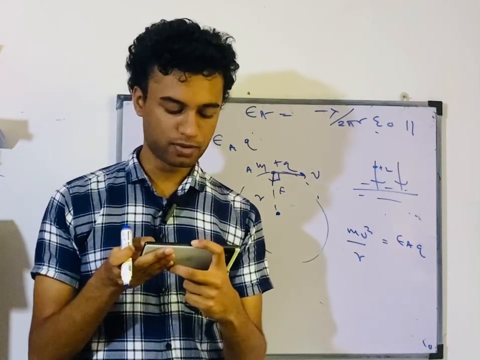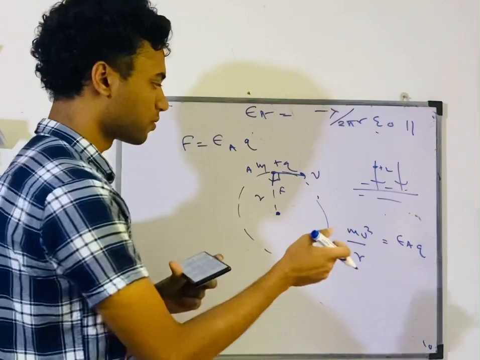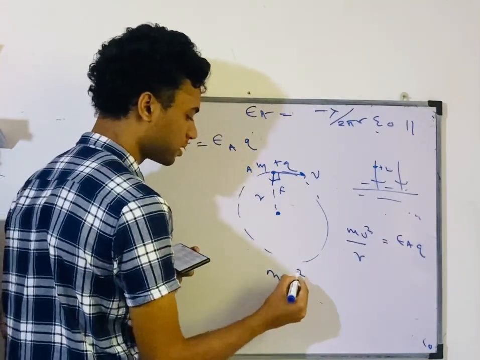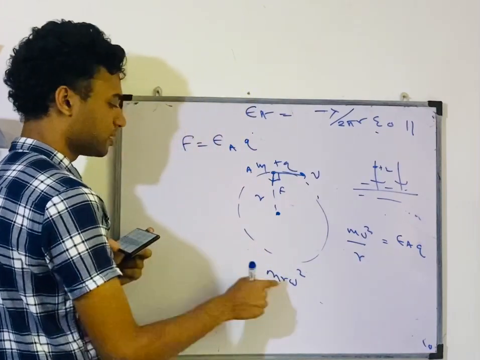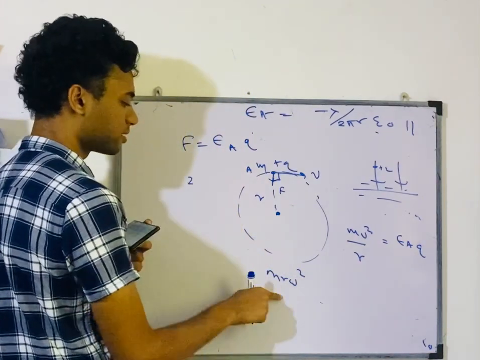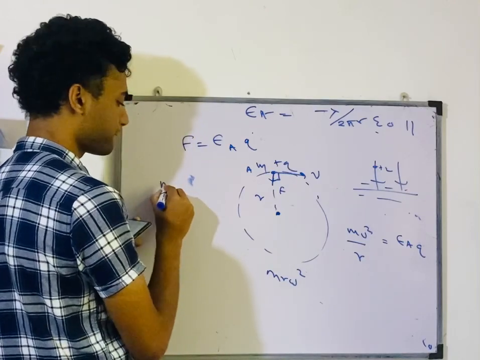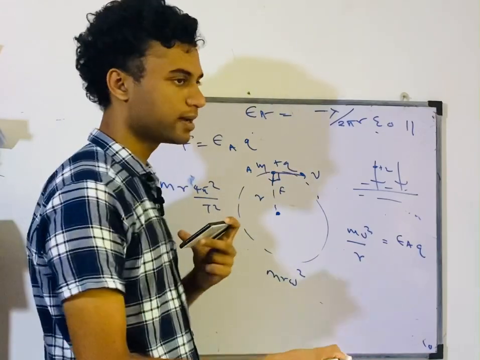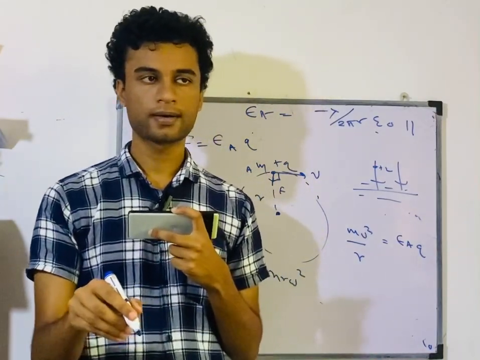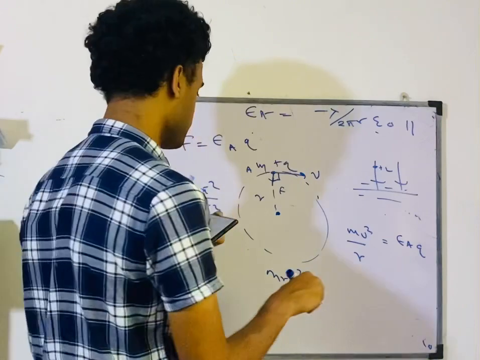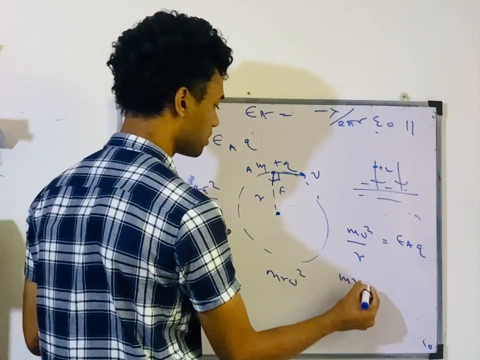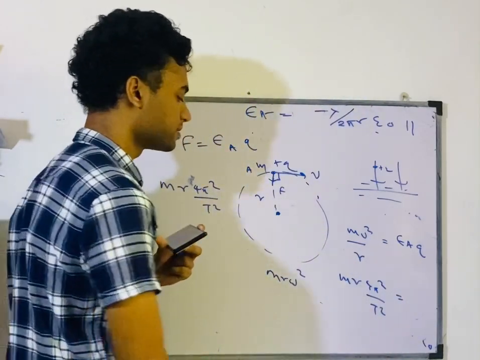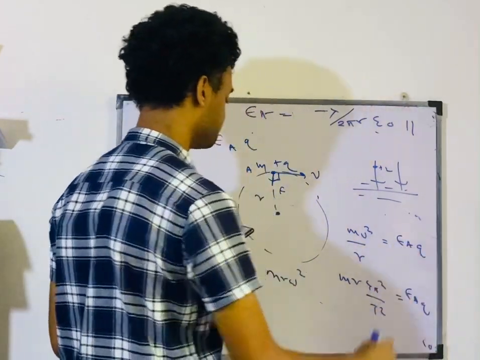But in the question, they're asking for the time period, right? Therefore, we cannot use this equation, mv squared over r. We can use what? m r omega squared, which is equal to what? Omega means 2 pi over T. Then m r omega squared means m r 4 pi squared over T squared, because 2 pi over T entirely squared means omega squared. Then I get m times r 4 pi squared over T squared is equal to what? Electric field intensity at A times charge Q.